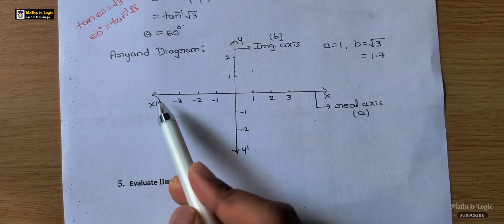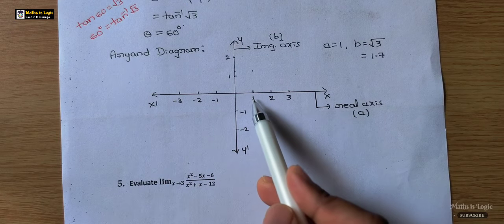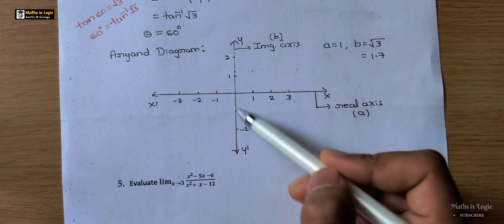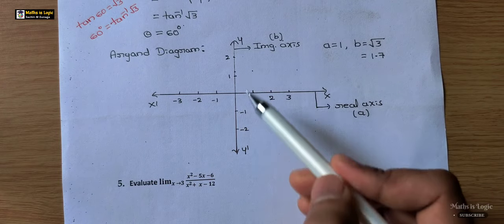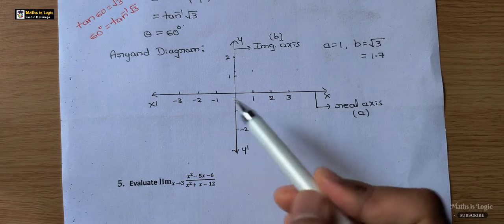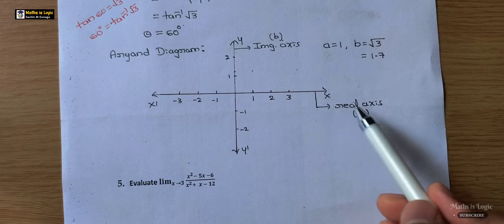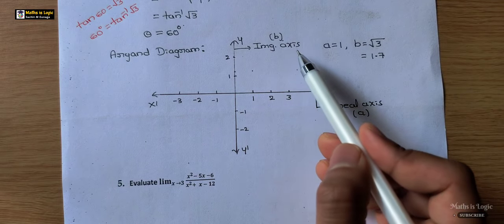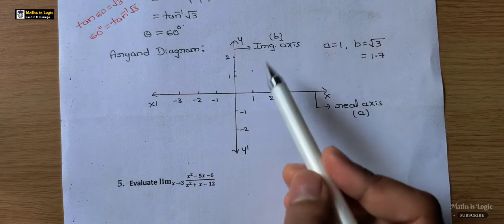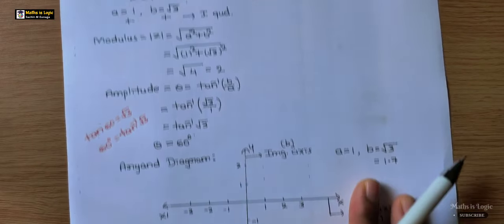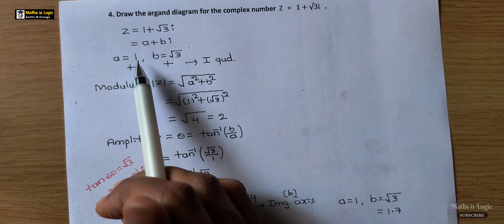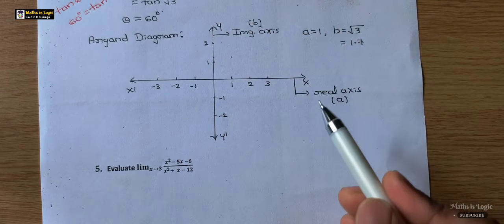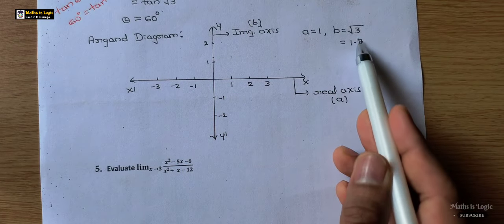So in Argand diagram, draw this x-axis. Here all the values are positive, all the values are negative. So this is the y-axis, all the values are positive, all the values are negative. So in complex number, this x-axis is nothing but the real axis and this y-axis is nothing but the imaginary axis. Now substitute a value, that is a real number is 1, imaginary number is root 3. Therefore remember a is 1 and b is root 3.